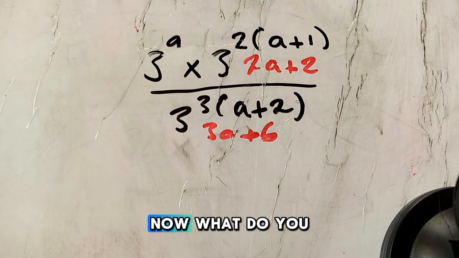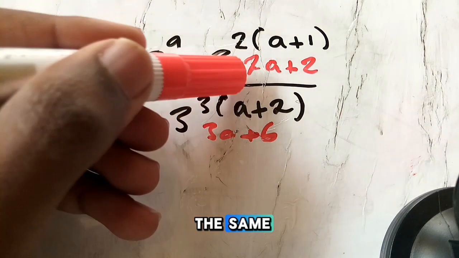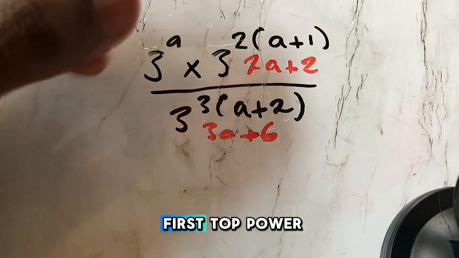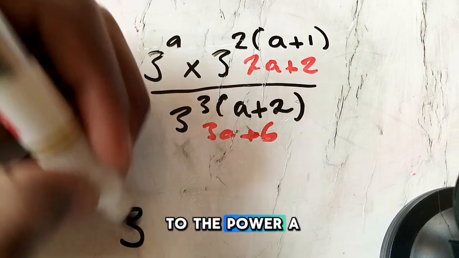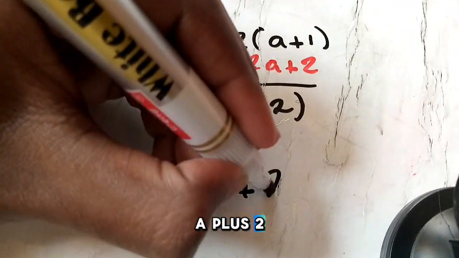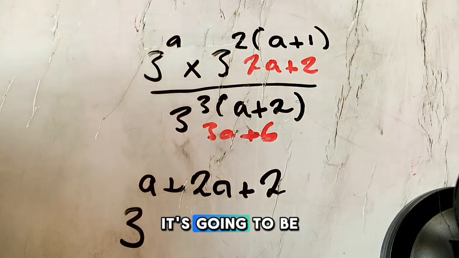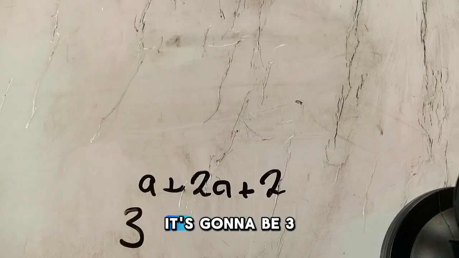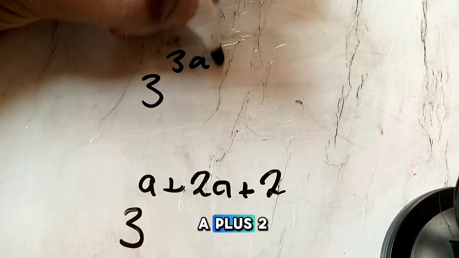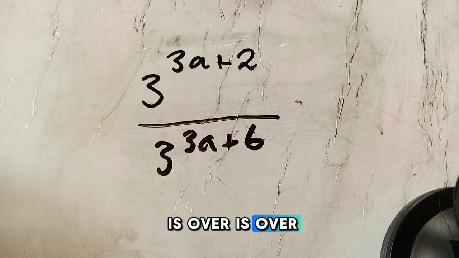So now, what do you see? The first rule states that if the bases are the same, then you add the powers. So for the top part, we're going to say 3 to the power a plus 2a plus 2. And a plus 2a is what? 3a. So it's going to be 3 to the power 3a plus 2.